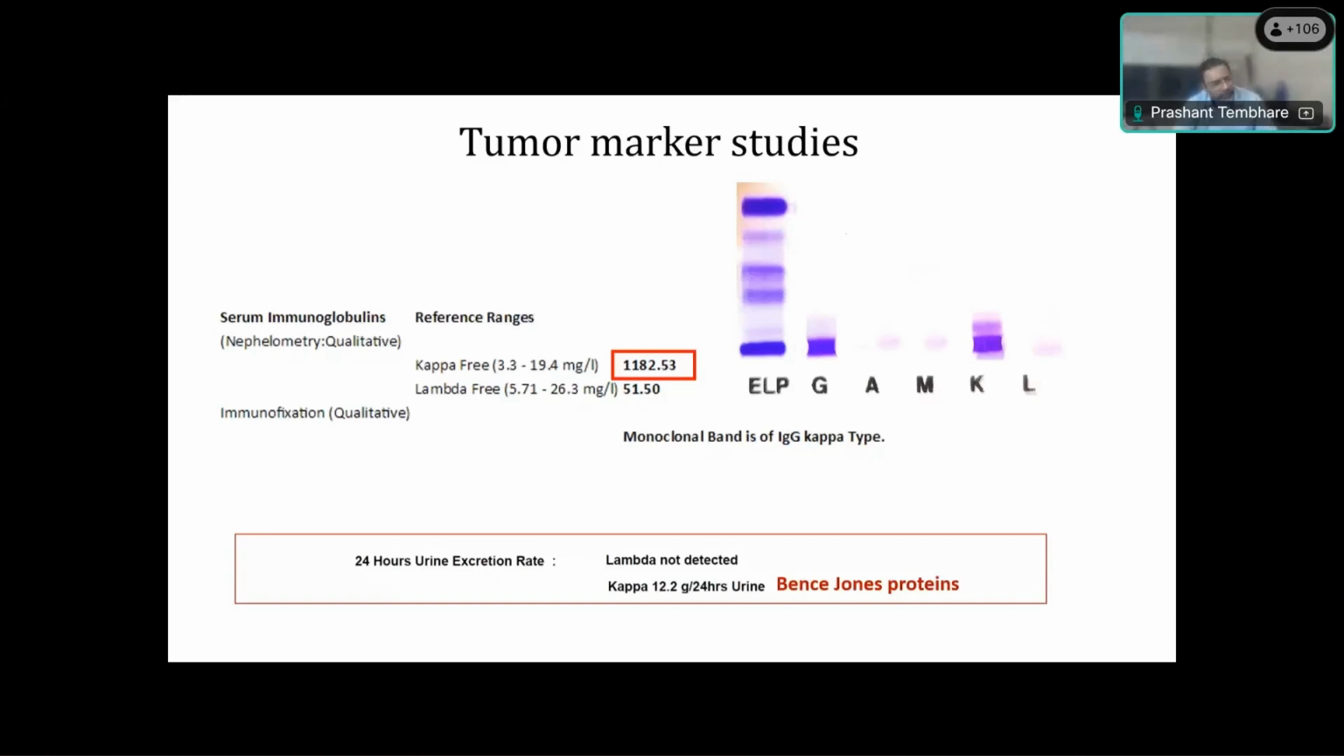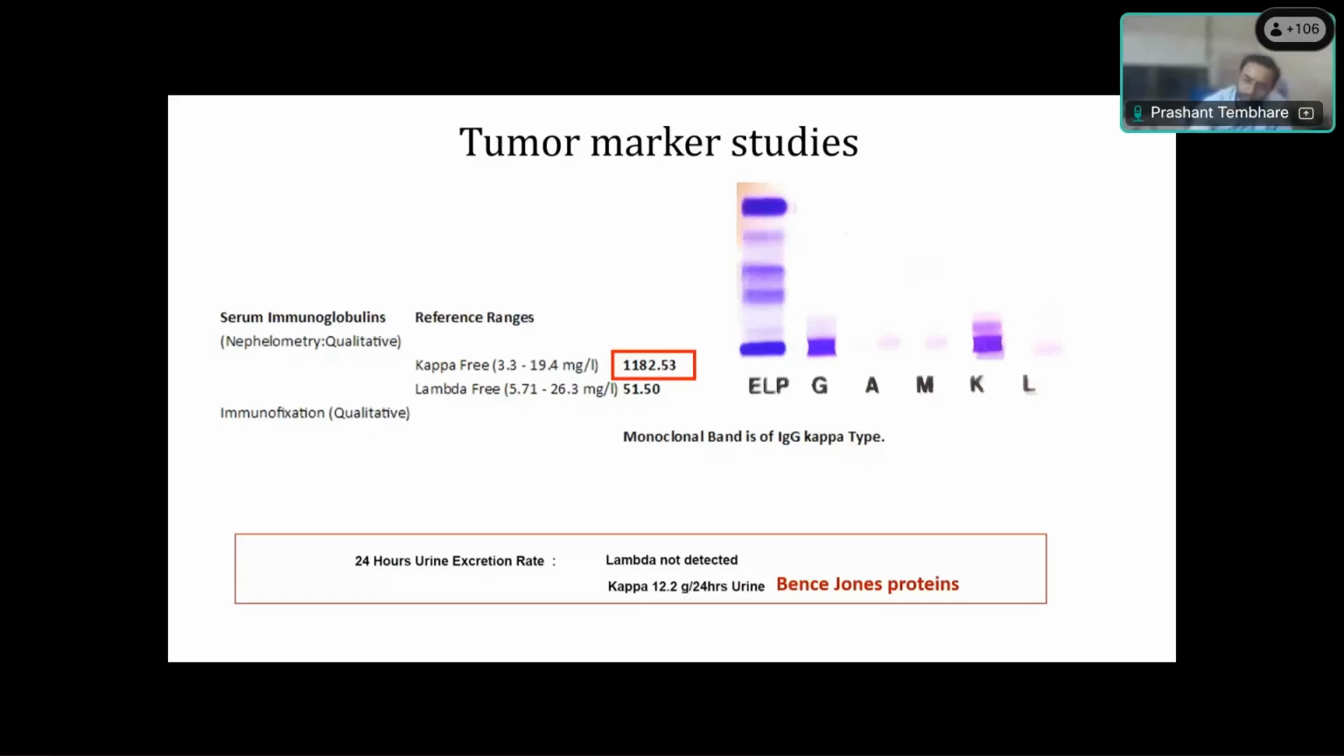and anemia is there, right? So anemia is another. Out of CRAB, A is the anemia. So the renal function impairment and anemia are there. So the two features are there, which indicate that possibly we are dealing with multiple myeloma.